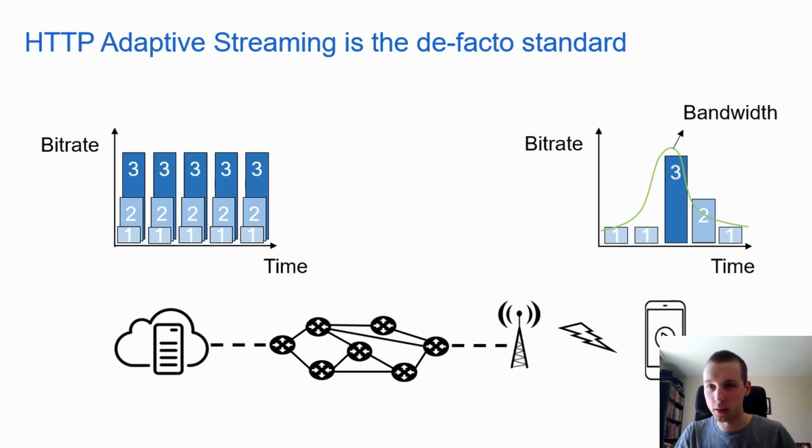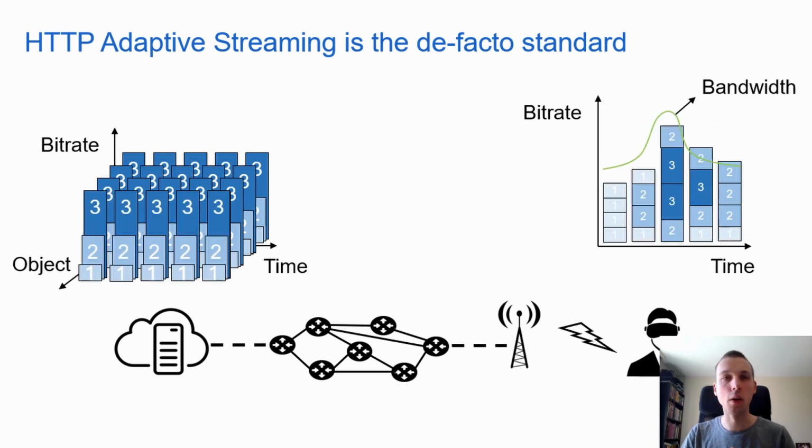Now with the point cloud objects, if you think about it, we have multiple objects, we bring them together in one scene. What we could do is we could add an additional dimension, the object dimension, and we could download or stream these different objects at different quality representations, depending on what region of the scene the user is looking at, which just makes it possible to use HTTP adaptive streaming in this use case as well.